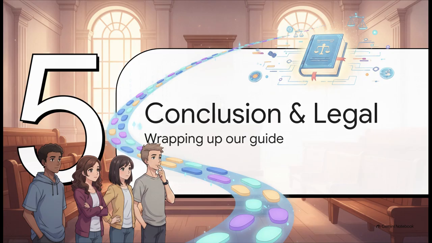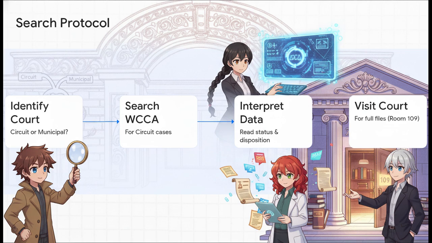Finally, Section 5, Conclusion and Legal Disclaimer, wrapping up our guide. Let's do a quick recap of your new search protocol. Always start by identifying whether the case you want is circuit or municipal. Next, utilize the WCCA portal at wcca.wiscourts.gov for those county-level circuit records. Take your time to properly read through the status and disposition fields so you're accurately interpreting the data you find. And finally, don't hesitate to visit the courthouse in person to use those public terminals if you need deeper access to the full unredacted documents.